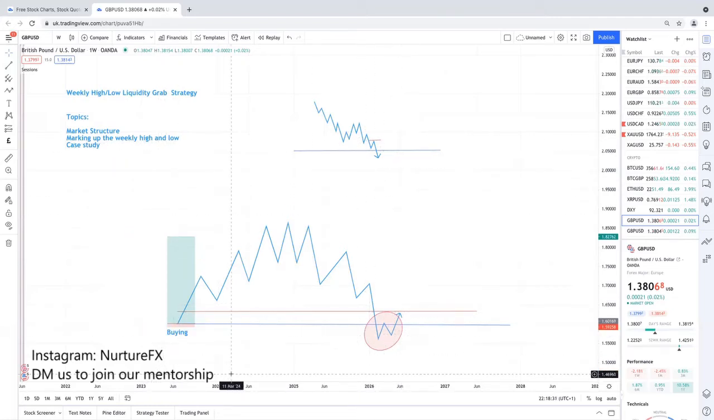Now remember, for the market to continue up, it needs to take people out of their buy positions. Why does it need to take people out of their buy positions? Well, because for every buyer, there needs to be a seller.